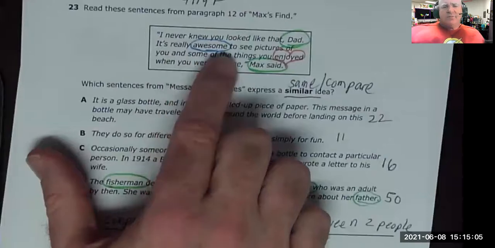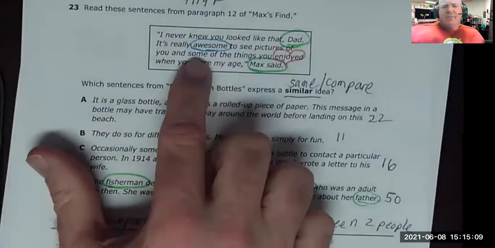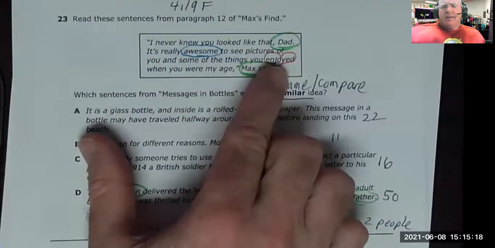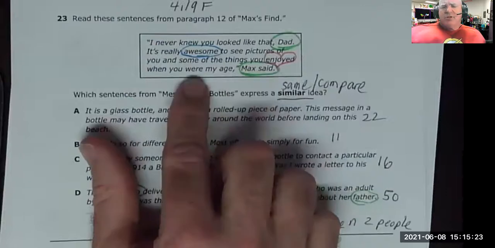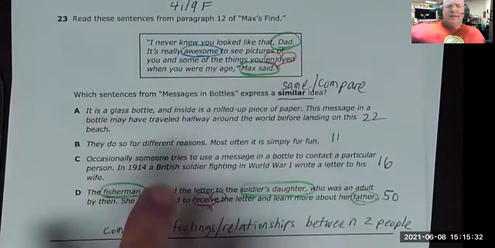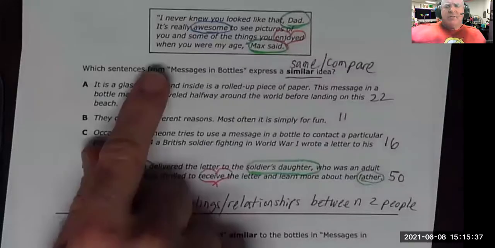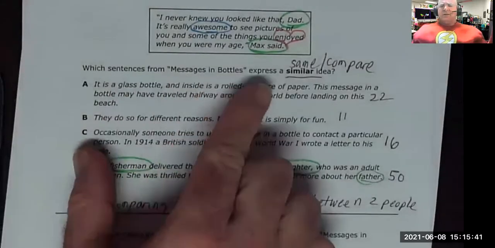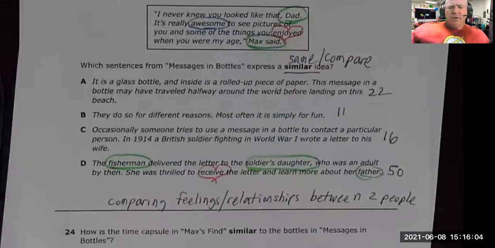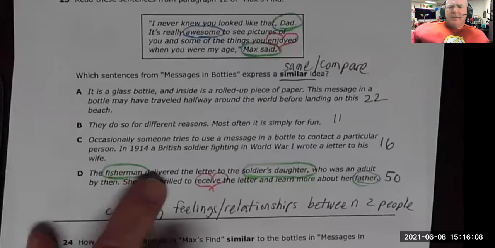So I circle opinions blue just because it's my favorite color. To see pictures of you and some of the things you enjoyed. I made a little red heart that had to do with emotions. When you were my age, Max said. So it's talking about a relationship between two people, the boy looking at his dad from the past. The question says, which sentences from Message in a Bottle express a similar idea? So instead of comparing and contrasting, what we want to do is compare that box paragraph to the letter choice that has a similar idea, because that's what compare means. How are they the same? And so the only one that has a relationship between two specific people is letter D.